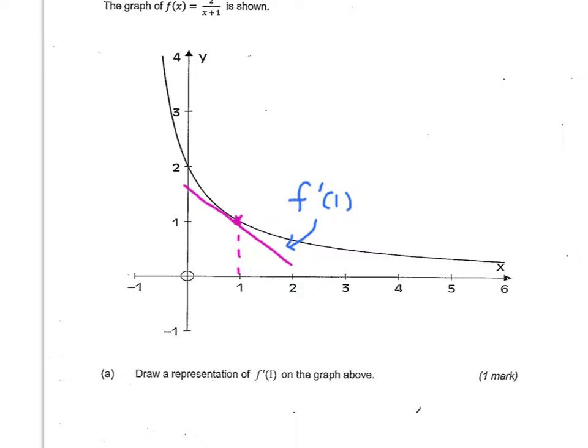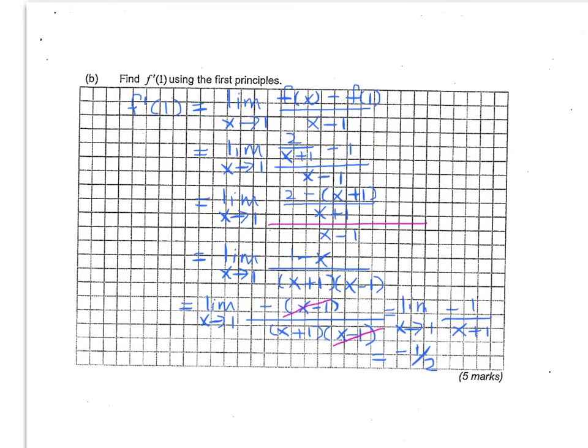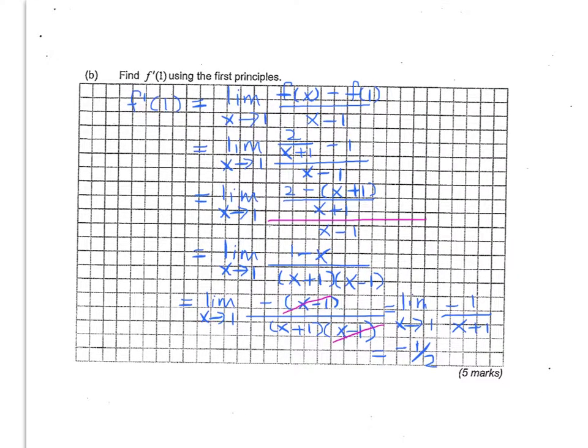And then the next part of the question, we have something like this. For first principles, you may use the definition of first principles, so be careful of the workings. Here I'm using this definition of first principles to find f prime of 1. This part is where most people will get confused, so you have to be very careful when you work in this area. In the end, you should get f prime of 1 equal to negative half.